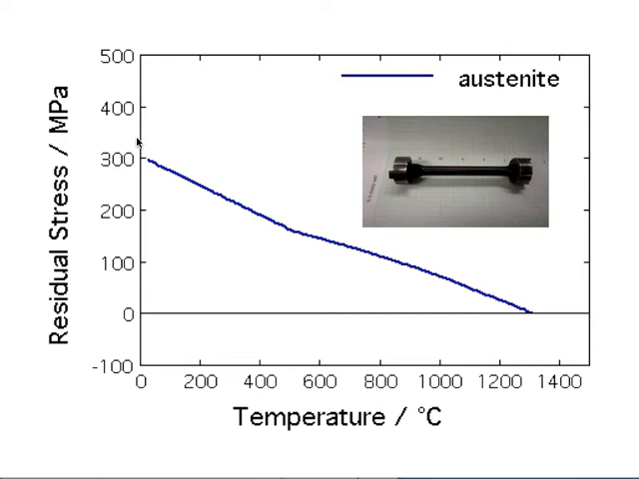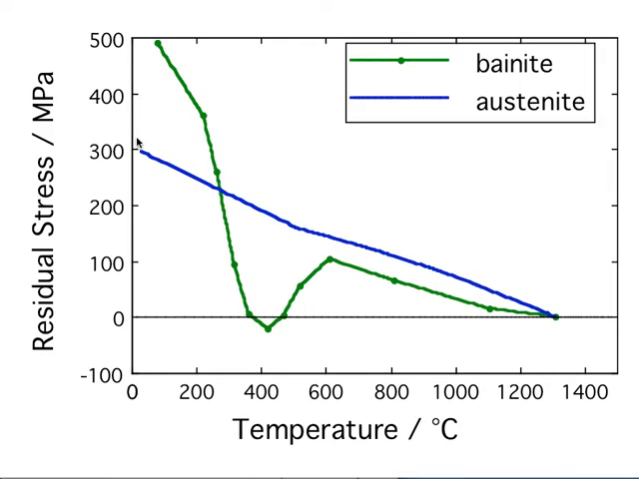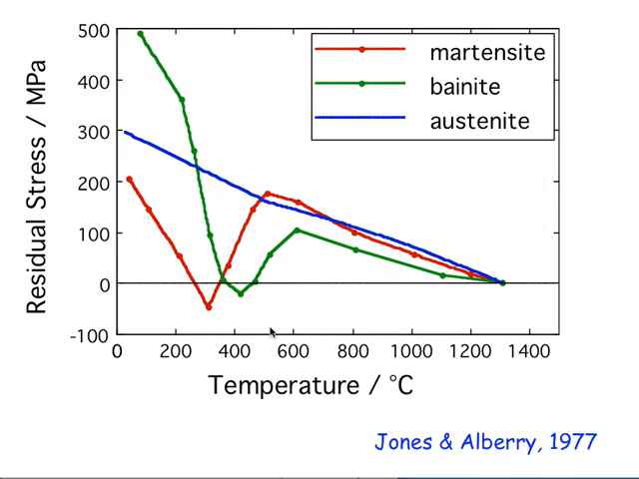Now supposing that I change the alloy so that it can transform to bainite, then you can see that when the transformation happens, you cancel out the stress, because you've got both the shear strains and the volume change which compensate for the thermal contraction. But once the transformation is exhausted, the stress rises rapidly. So that's no good. If I now lower the transformation temperature by forming martensite, then the situation is better. I end up with less residual stress. But ideally, I want this point to be somewhere there.